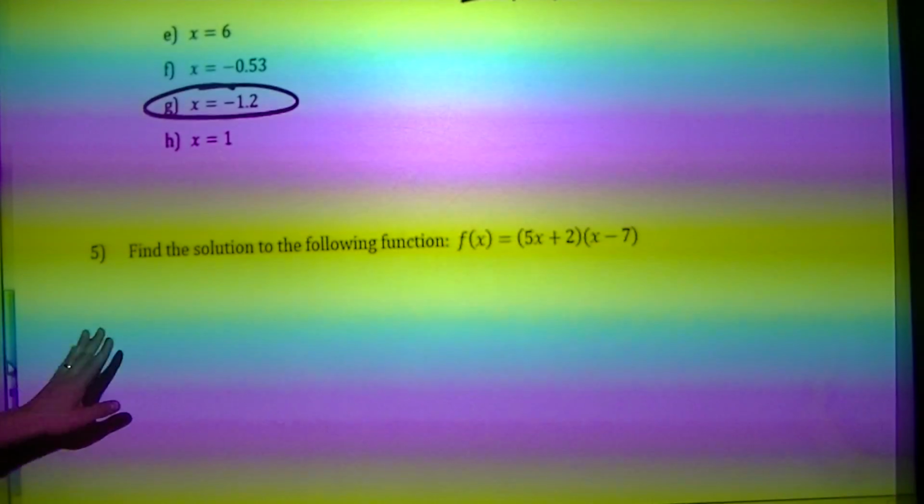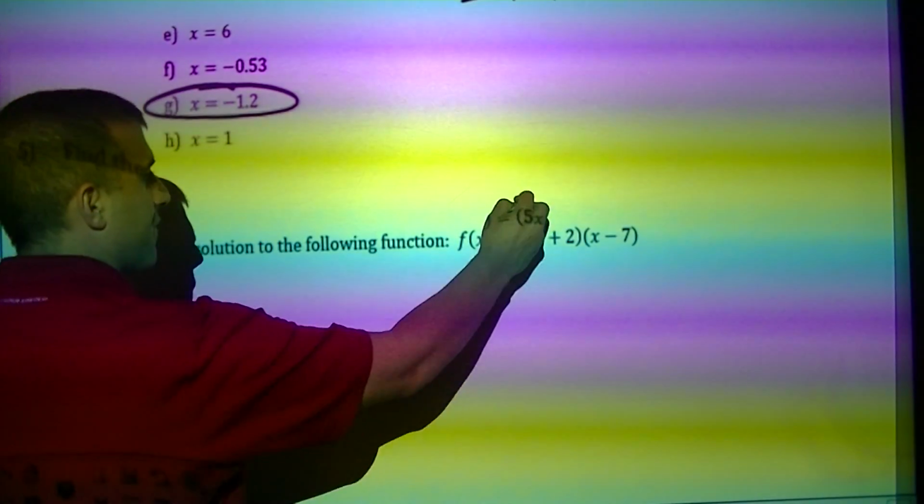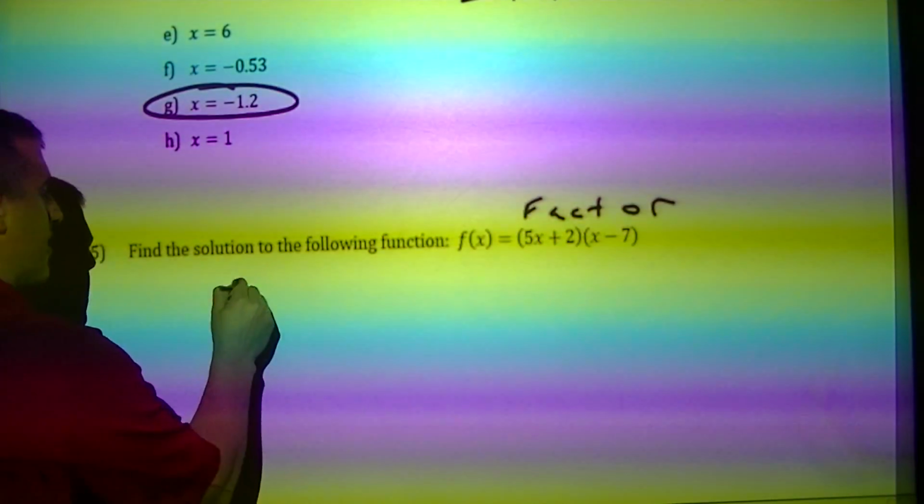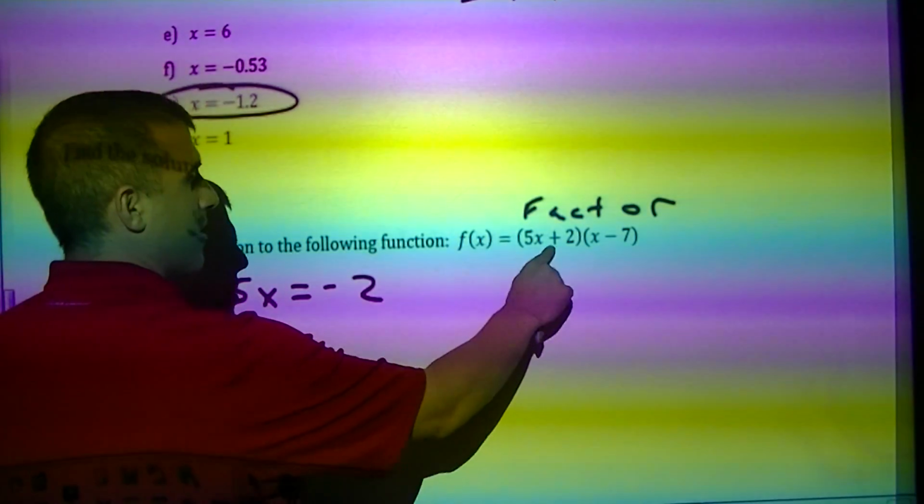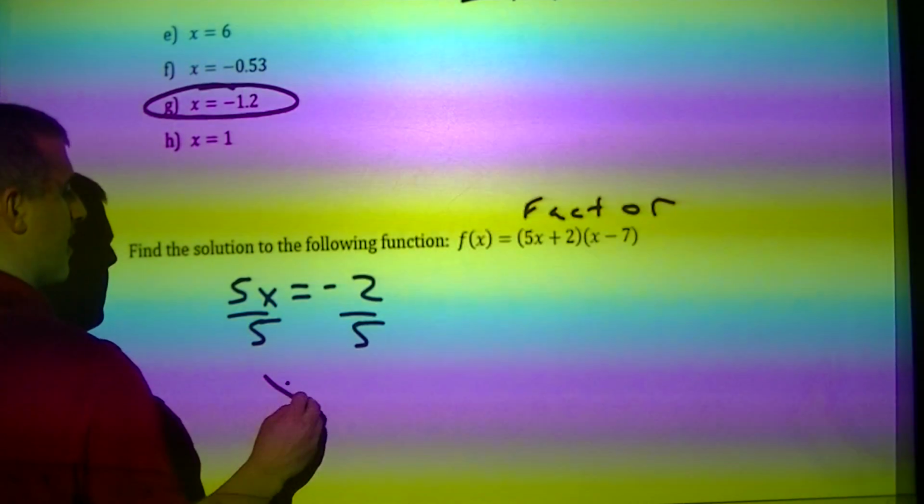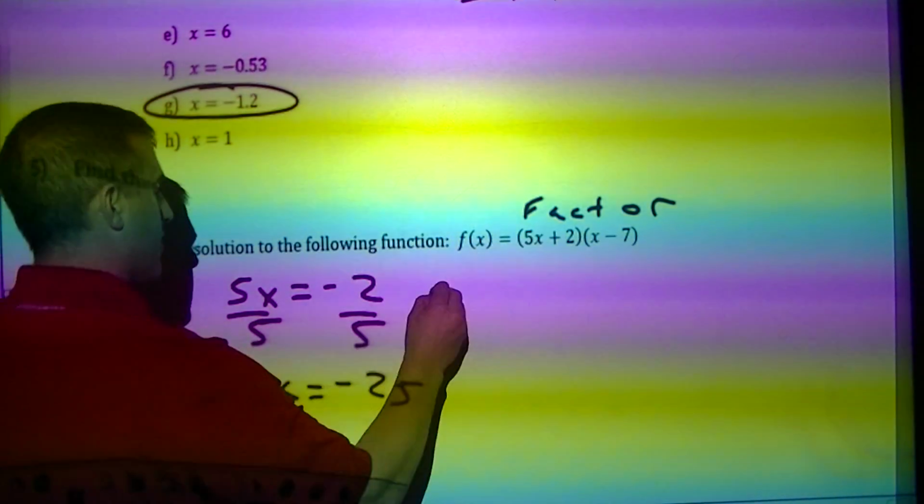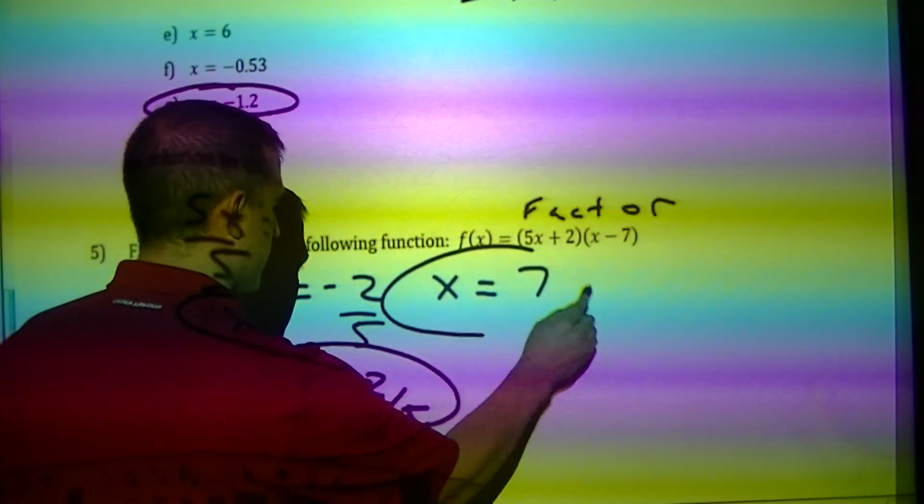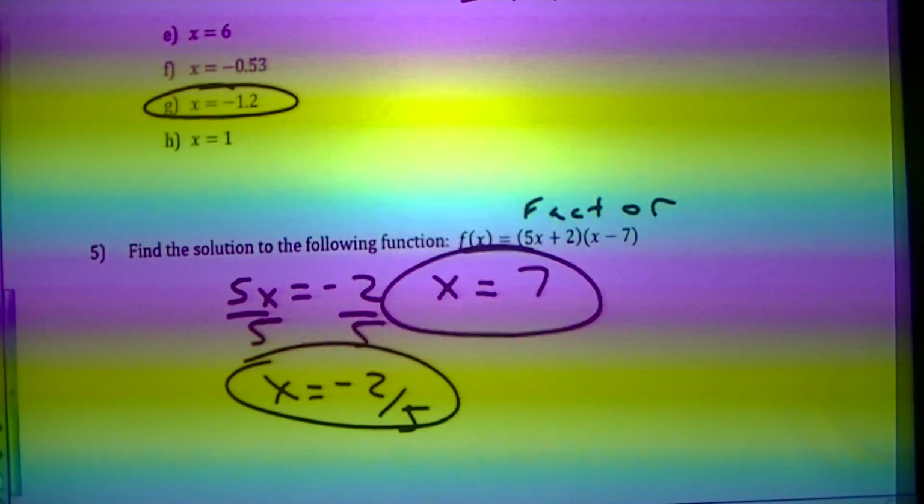Find the solutions. These are the factors. So to find the solution, I'm going to do this 5x equals negative 2. So I remove the plus, put an equal sign. Now I'm going to divide that. X equals negative 2/5. This one's going to be x equals 7. So here are my two answers. Pretty simple. Going on.